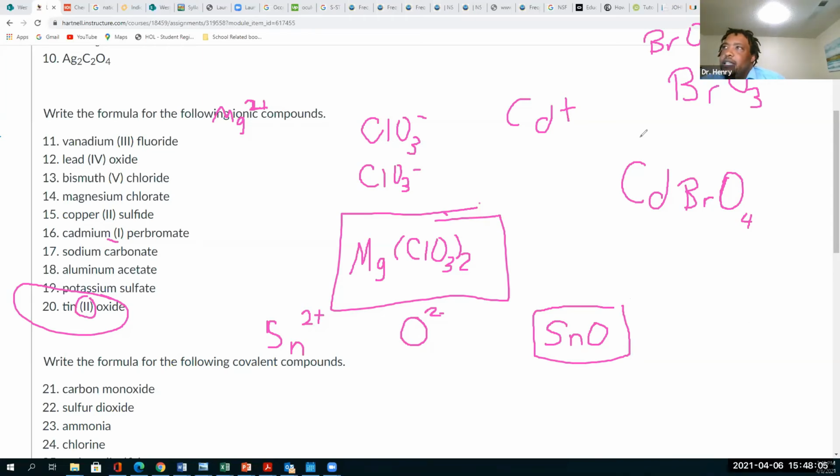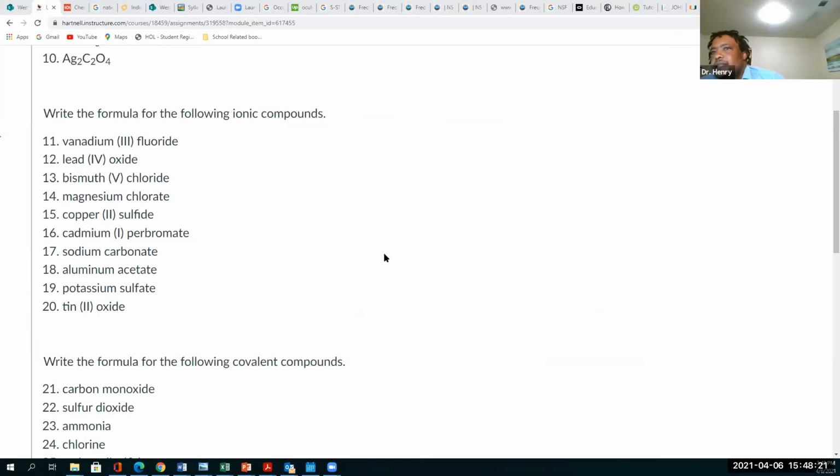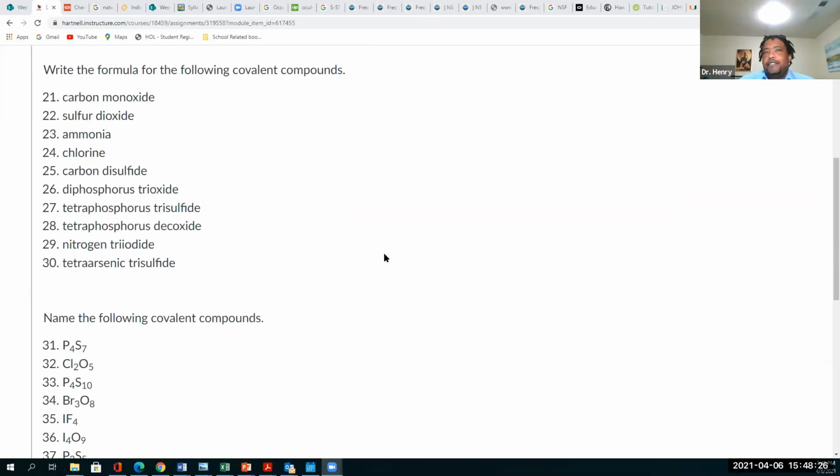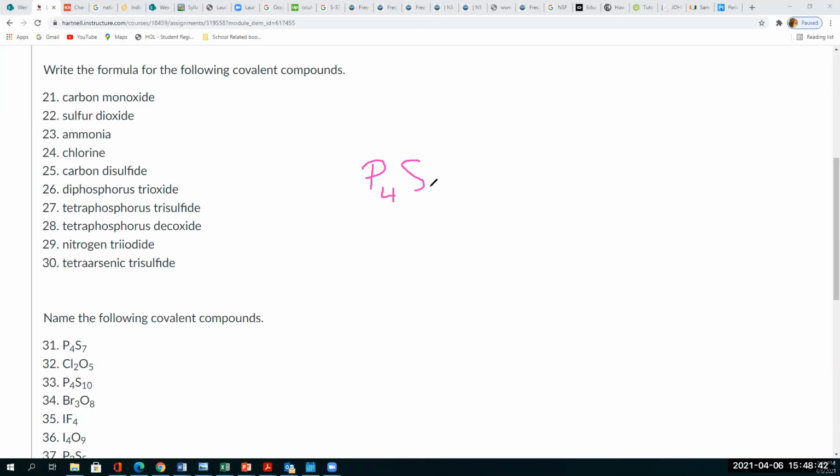Let's see. Okay, so let's do some of these covalent compounds. Let's do 27. For 27, it would be P4S3. That is correct.